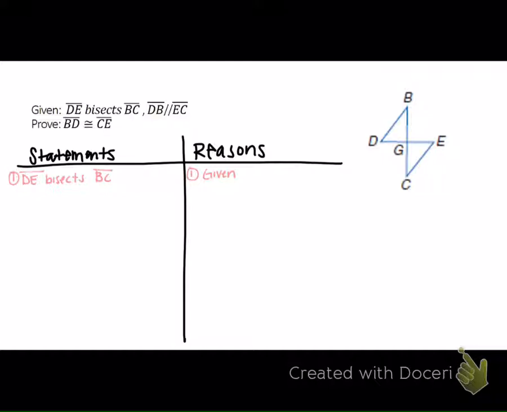Go for it. Cameron, go. It's cutting BC though. So what are the 2 congruent pieces? BG and GC. There you go. BG and GC. And that's the definition of a segment bisector because those are segments.